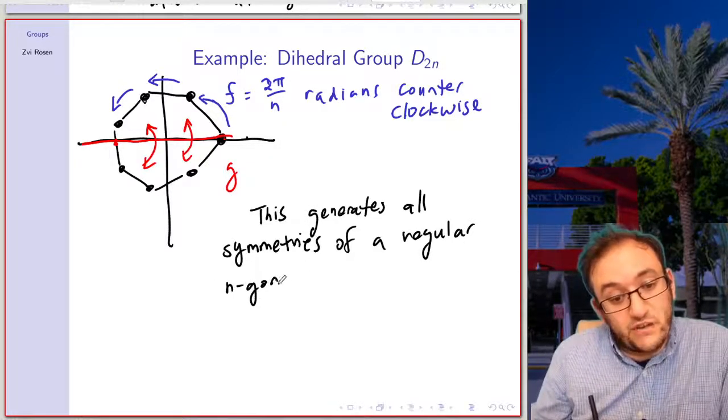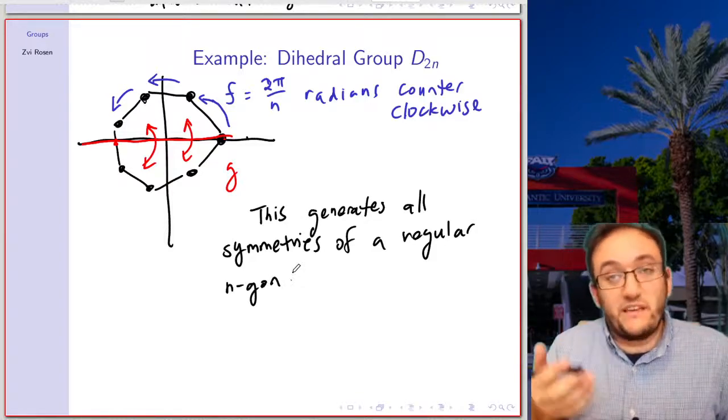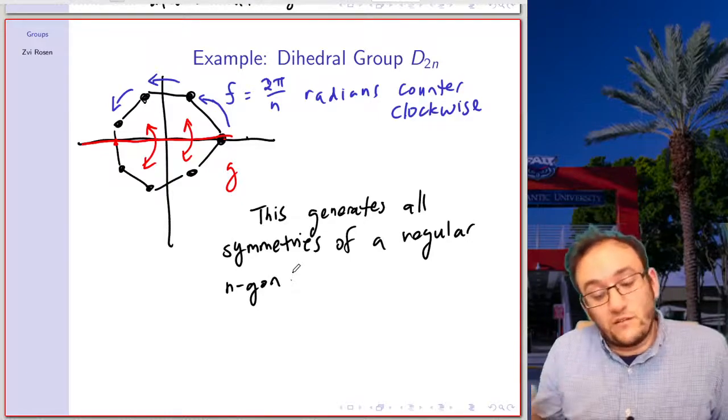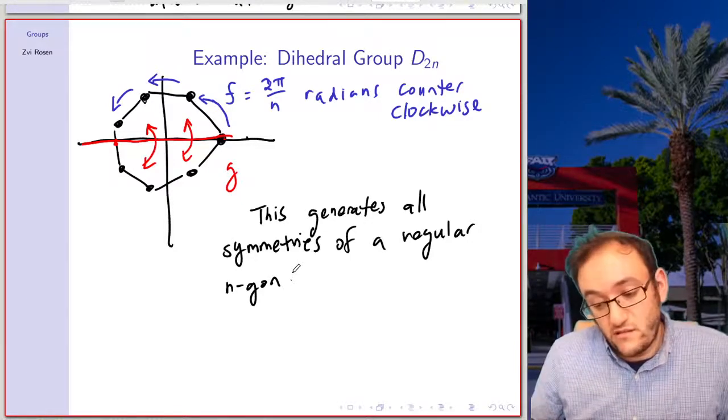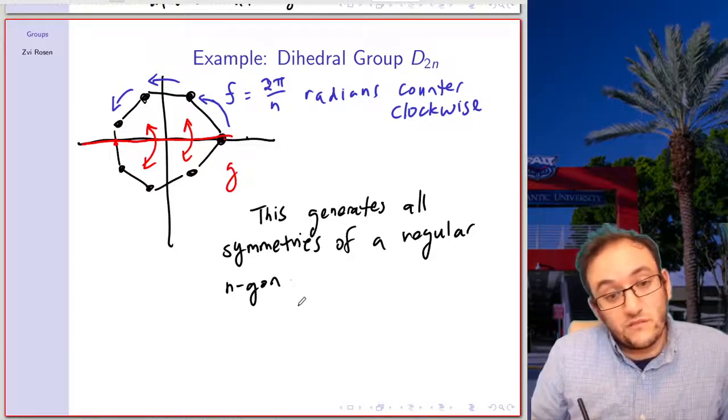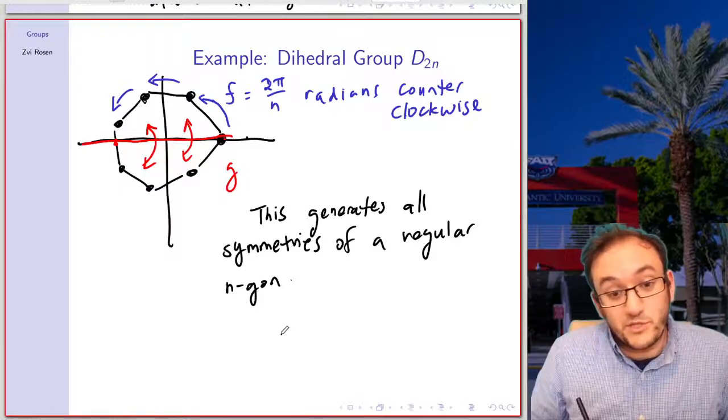I say that it generates because you might need to multiply. There are maps where you need to multiply these two together in different ways to get all of the symmetries that you're looking for. But if you take them all, this will guarantee that you get all the symmetries.